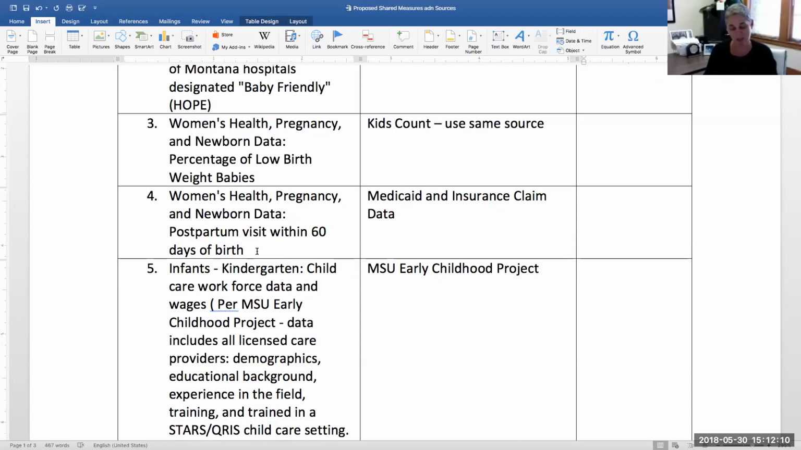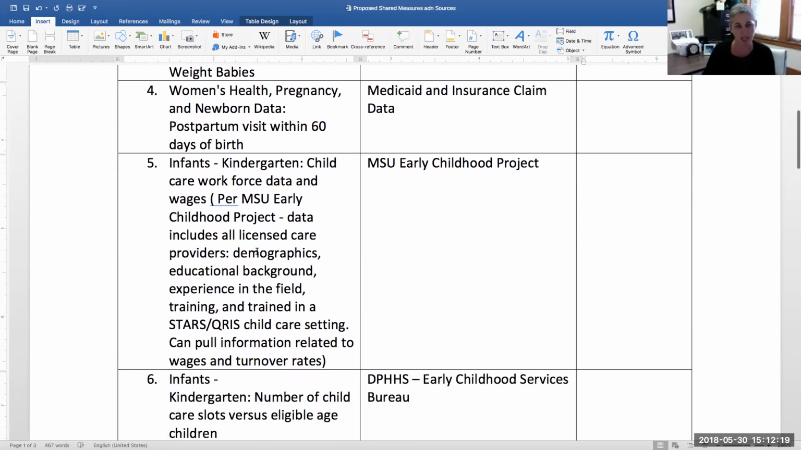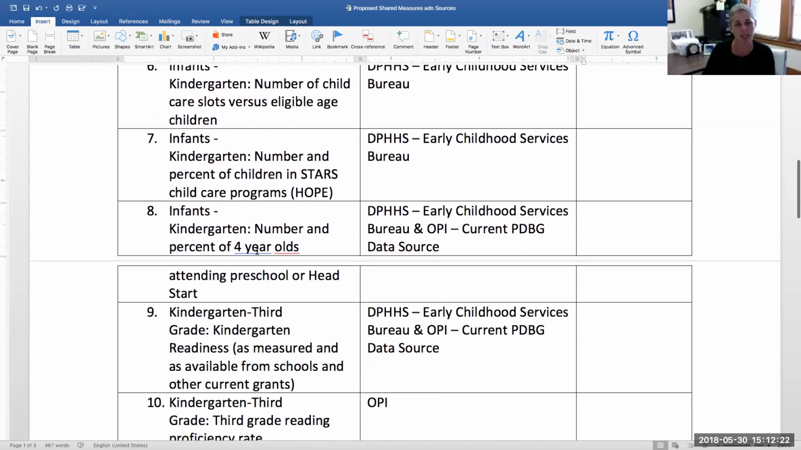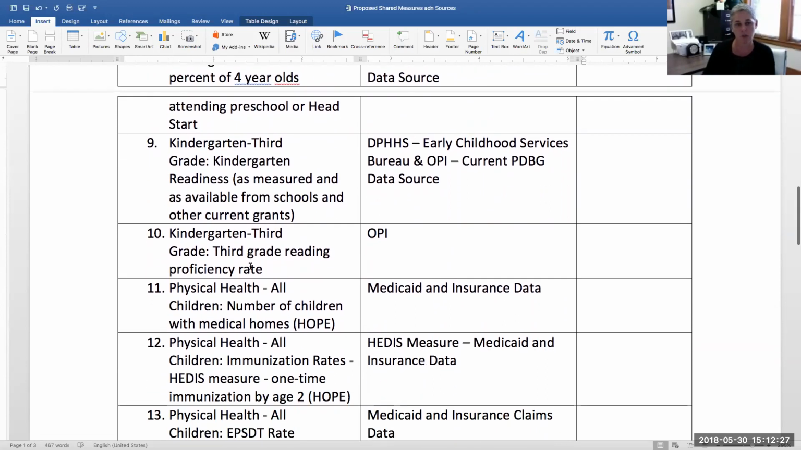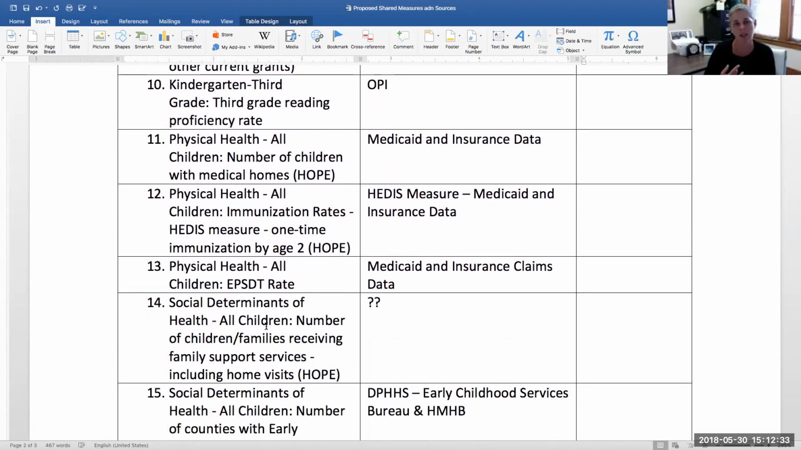If you're following me, we have women's health, the reproductive period to the baby being born. Then infants to kindergarten, measures from that period of early childhood. Then kindergarten to third grade, where we had several suggested measures, which you'll see. After that, we had groupings of physical health for all children. Social determinants of health, those broader measures rather than just direct health-related measures. And then risk factors.